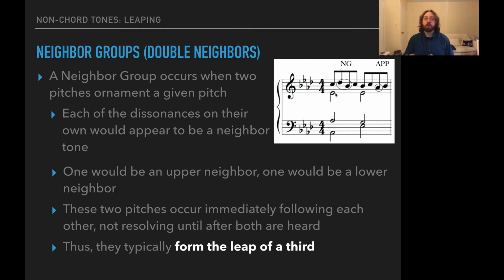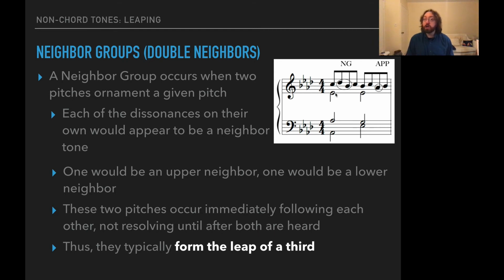So to read through the definition, each of the dissonances on their own would appear to be a neighbor tone. One would appear to be an upper neighbor, one would appear to be a lower neighbor. These two pitches occur immediately following each other, not resolving until after both are heard. Thus, they will form the leap of a third, like we have here.